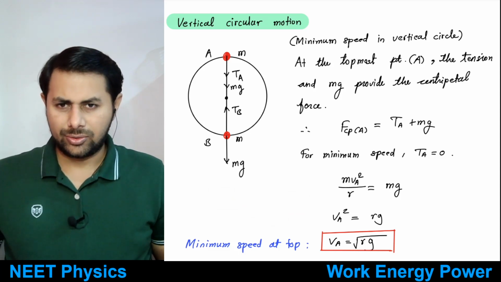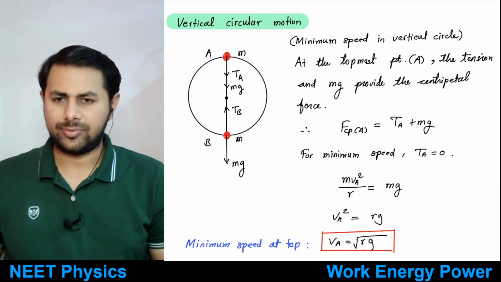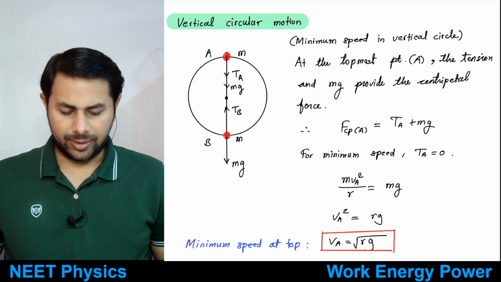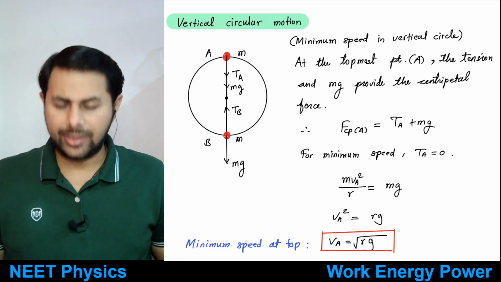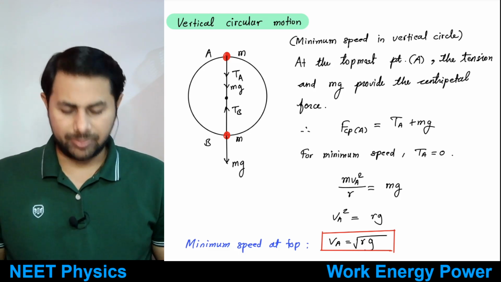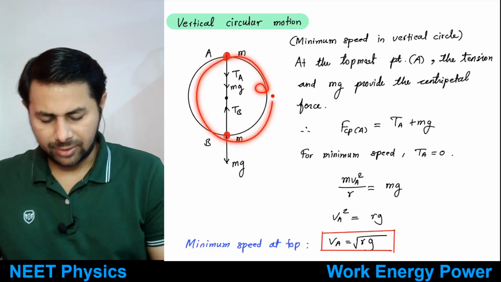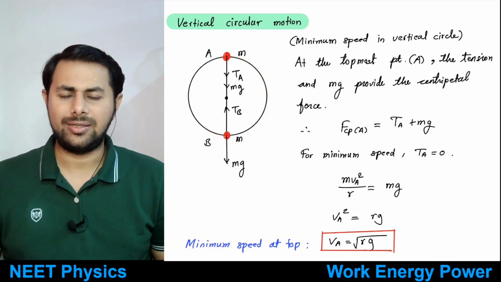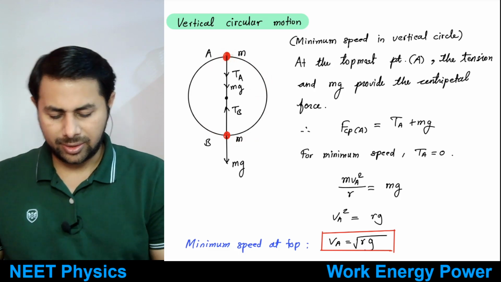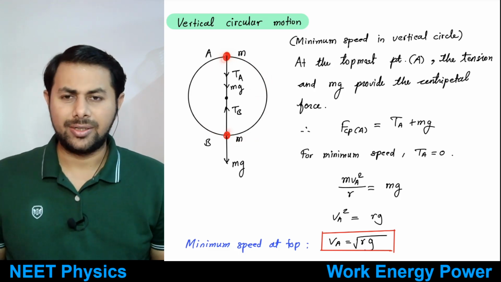Okay, tension will be lesser at the top, right? So now we are interested in finding out two things. One is the minimum speed of this particle in the vertical circular motion, and second is the difference between tensions at the topmost point, or the highest point, and the lowest point, right?